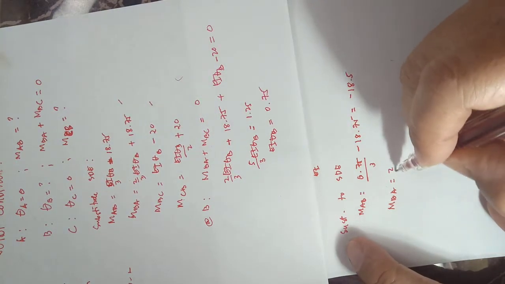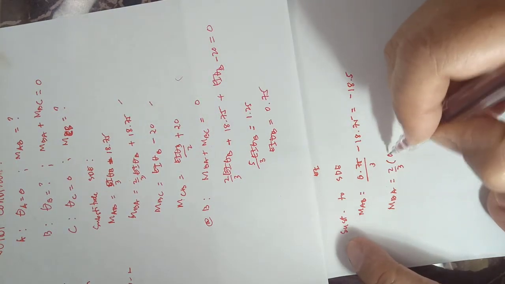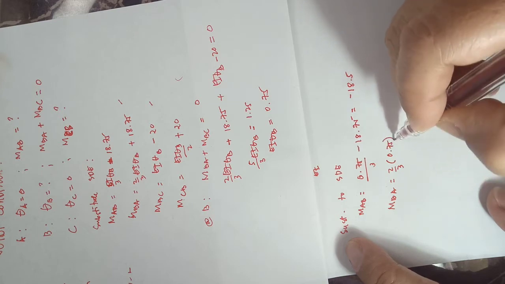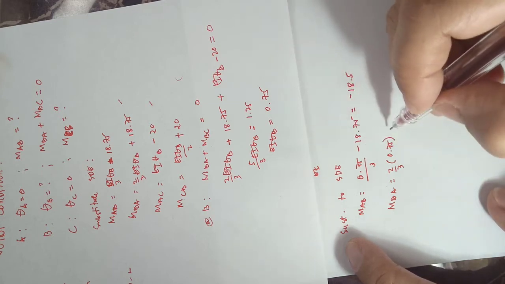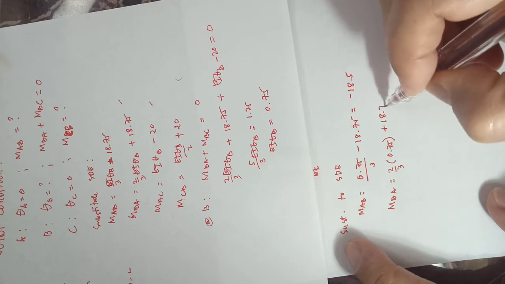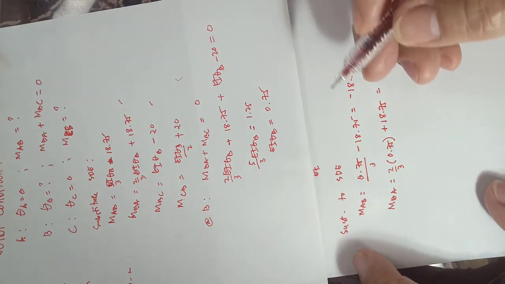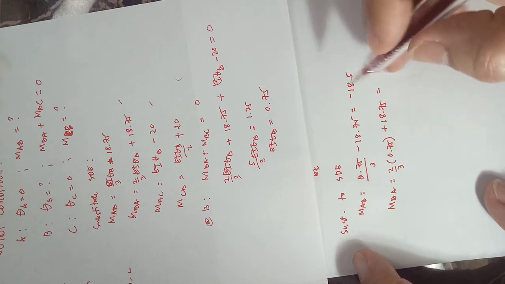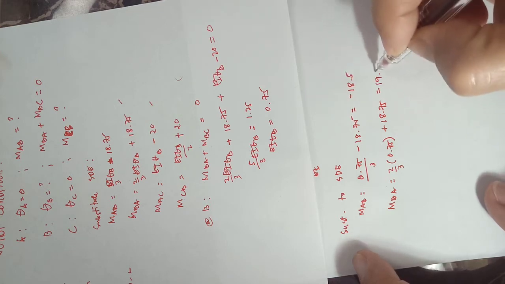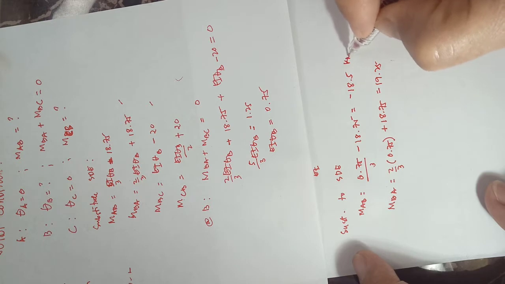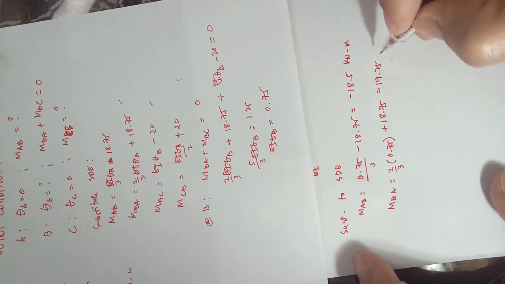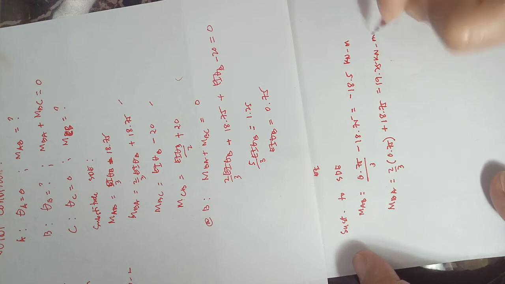Okay, and then MBA is equal to 2/3 EI theta B. So that would be 2/3 EI theta B is 0.75, and then plus 18.75, and this is equal to 19.25. So all of the moments are in kilonewton meter.